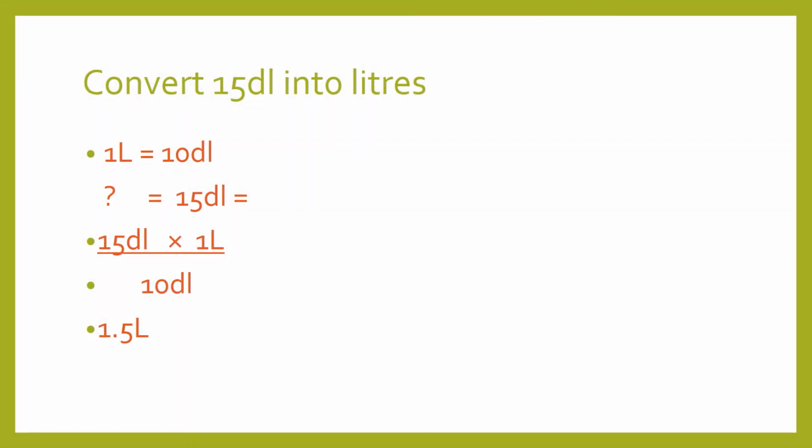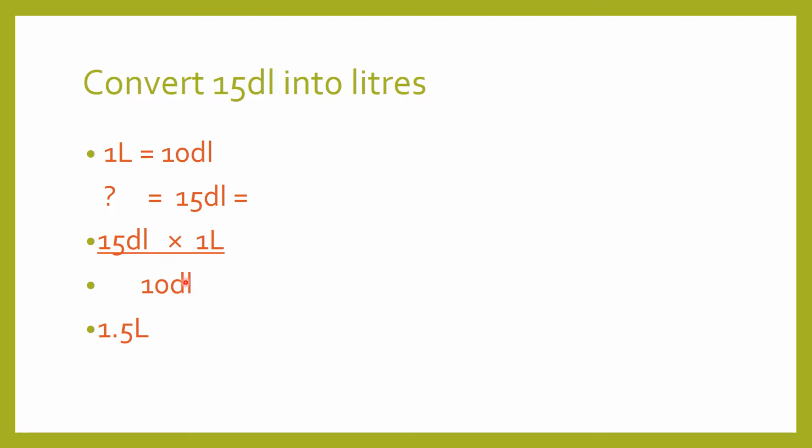So how will you tackle questions involving capacity? Someone can ask you, change 15 deciliters into liters. When you see a question like this, you only need to write the formula, that is 1 liter is equal to 10 deciliters. So what about the 15 deciliters that the person is asking you to convert? After writing your work like that, you just need to cross multiply. So you're multiplying 15 deciliters times 1 liter over 10 deciliters.